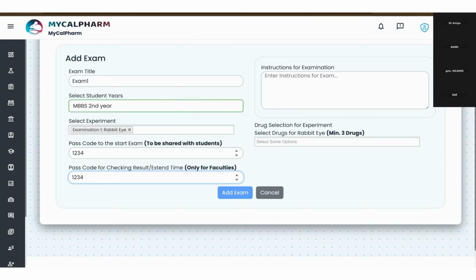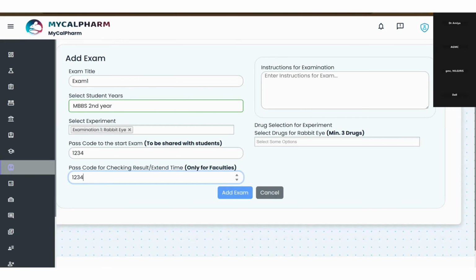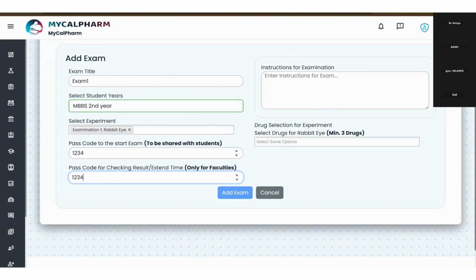So whenever the students are coming to the cal lab for performing the exam, a small passport has to be shared with the students to start the exam. As the student enters this particular number, their exam will be started. If any instructions are to be given by the faculty, you can just write them here for the examination.